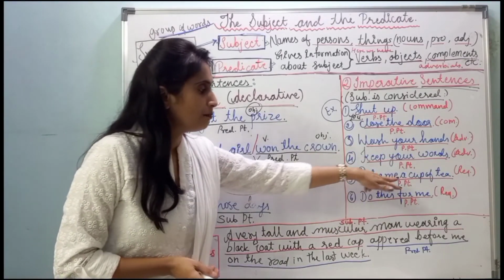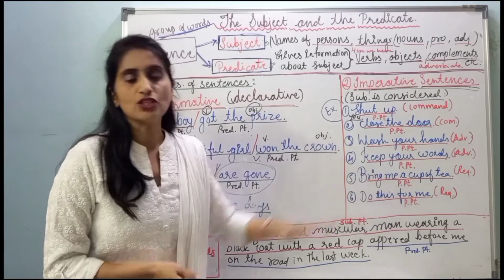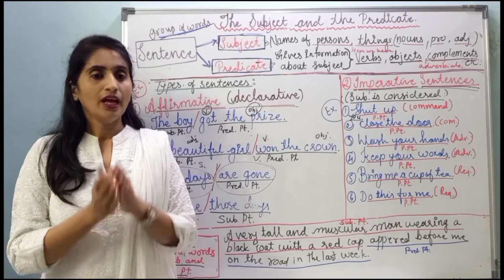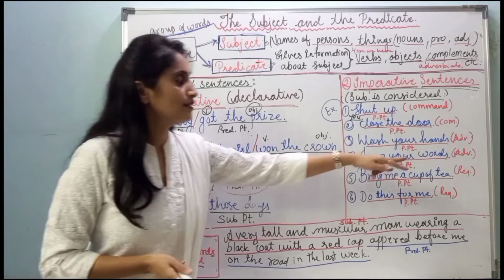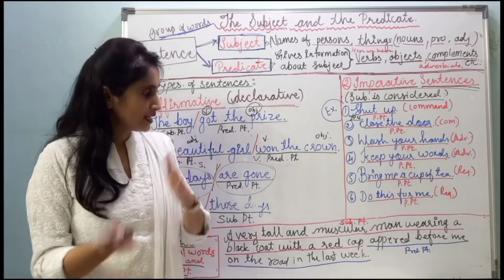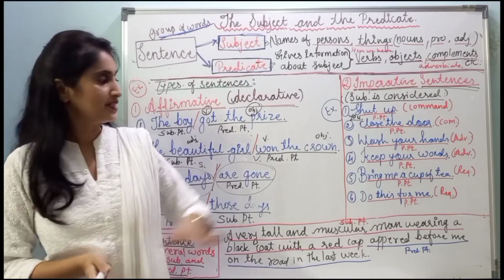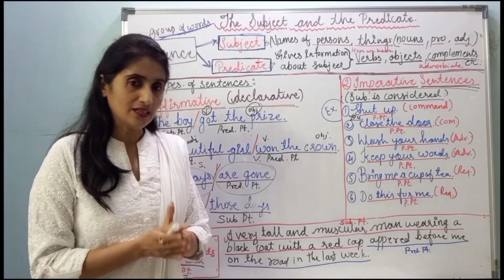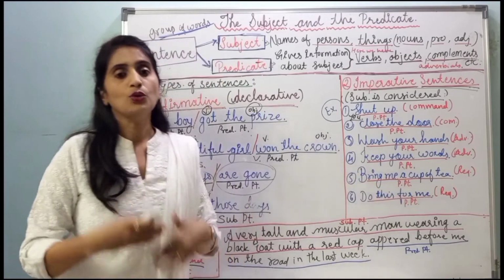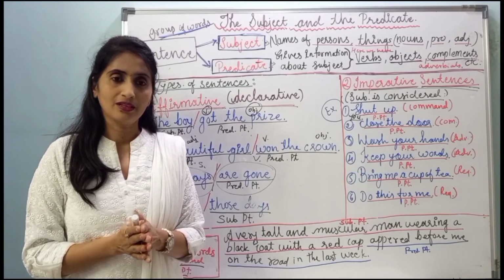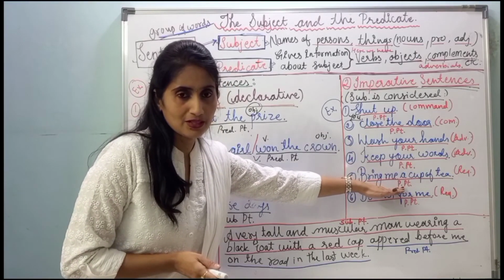The next sentence is bring me a cup of tea. This is either a request or an order. If you say bring me a cup of tea to an elder person, it is the request. And if you tell the same to the servant in your house, it is the order. But still, whatever it is, the subject is you. You bring me a cup of tea. You is the subject and bring me a cup of tea is the predicate part.